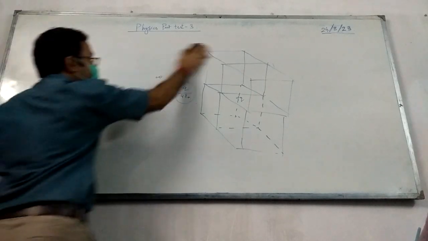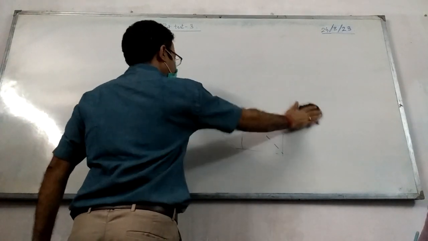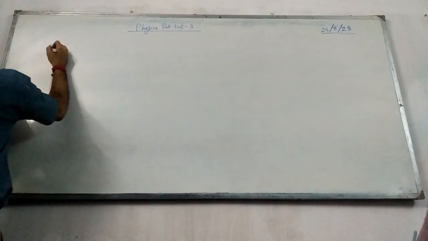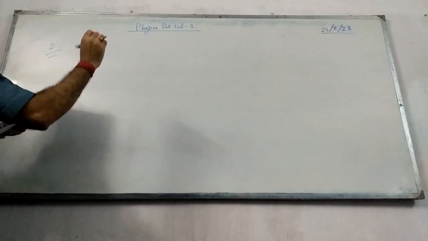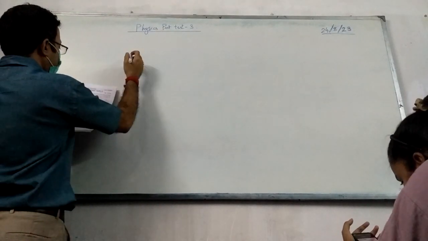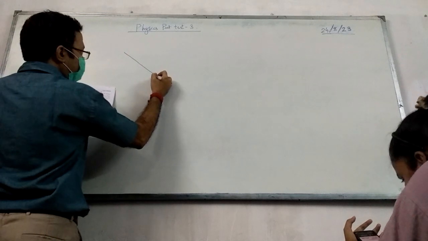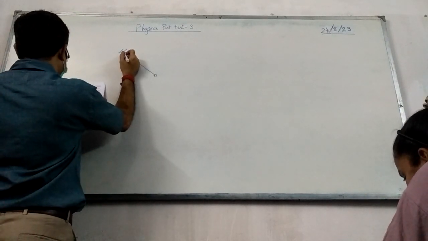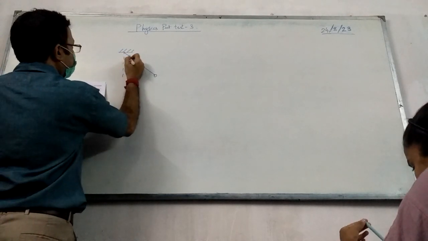Question number 1 done. Let's go for the next question. Question number 2. Question number 2 says a pendulum ball of mass m carrying a charge q is at rest with its string making an angle theta. So this is a ball and this is making an angle theta with the what? With the vertical in a uniform electric field.